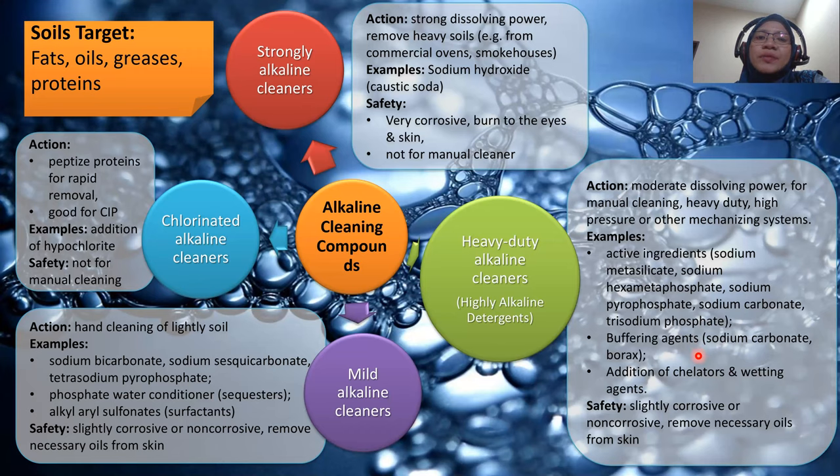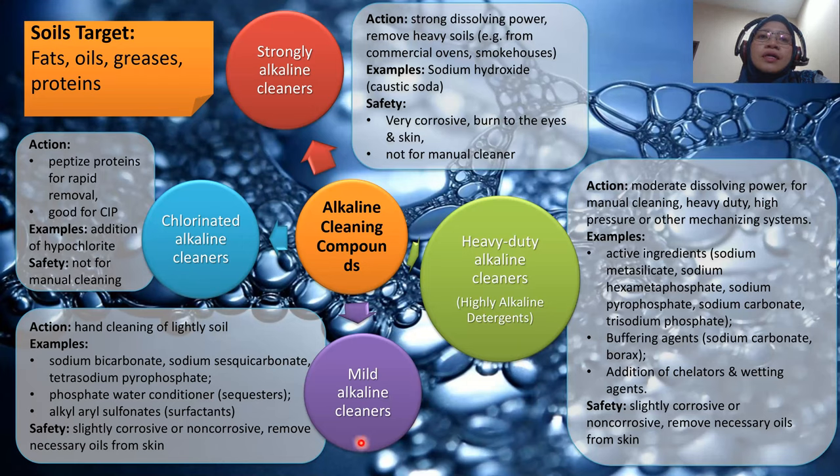Besides acting as salt emulsifier agents, some alkaline compounds can act as buffering agents too, such as sodium metasilicate and sodium carbonate. Borax may as well be added as a buffering agent in order to control mineral chelators. Chelators are added, and to enhance free rinsing, wetting agents are added too.